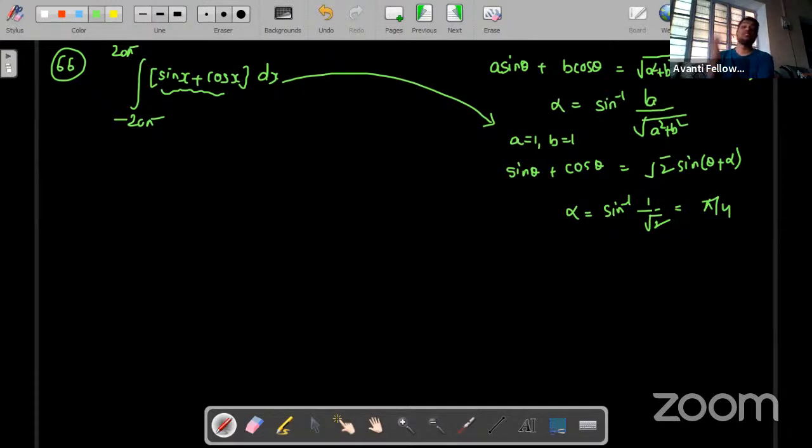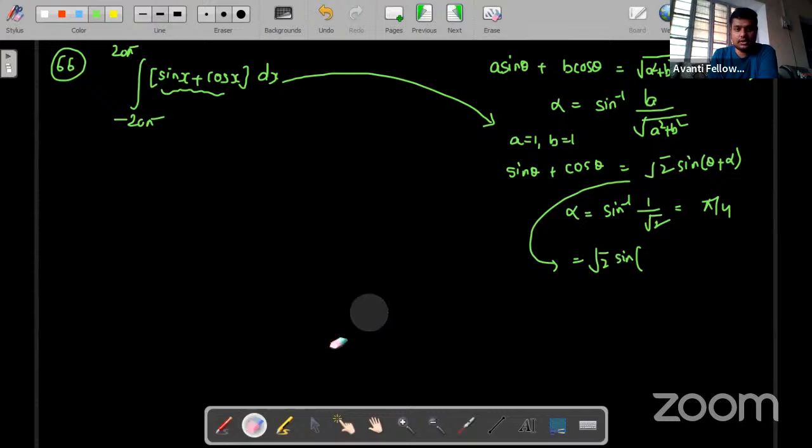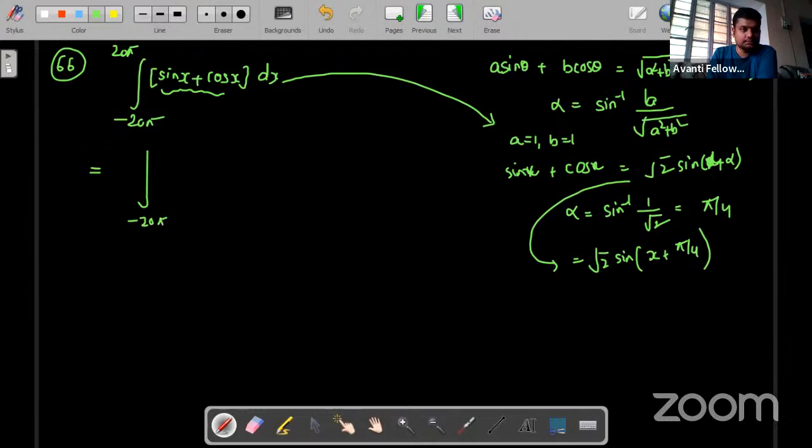Sin inverse of 1 by root 2 means: what is the value of θ when sin θ is 1 by root 2? You can think of it that way. Sin θ is 1 by root 2 when θ equals π by 4. So we can write this as root 2 times sin θ, but instead of θ we should write x, so sin(x plus α), that is x plus π by 4. Clear? Now we can write it as the integration from minus 20π to 20π of the greatest integer function of root 2 sin(x plus π by 4) dx. Clear?